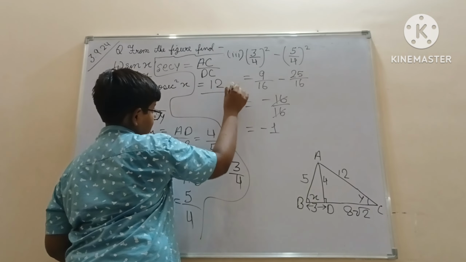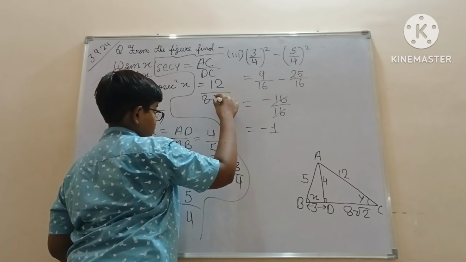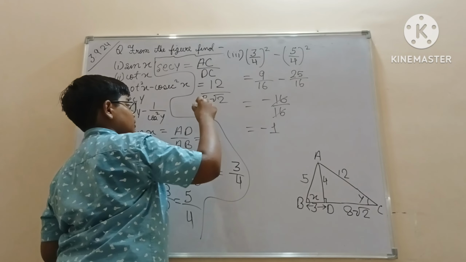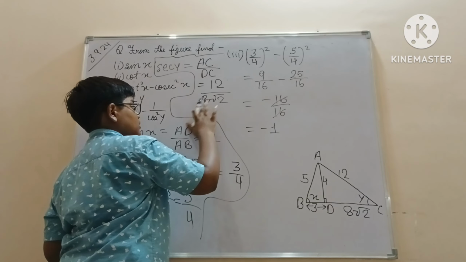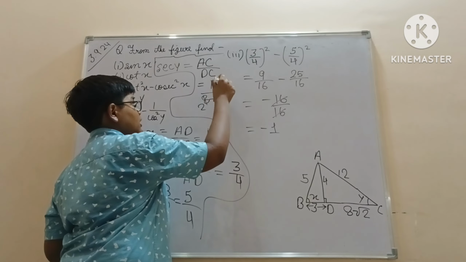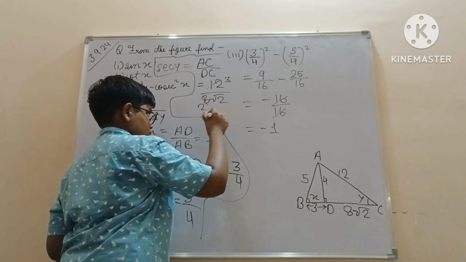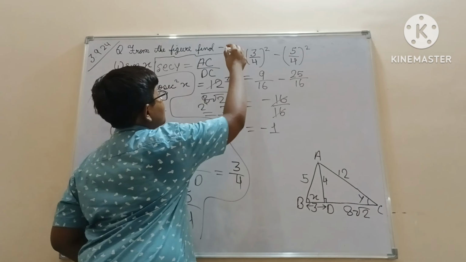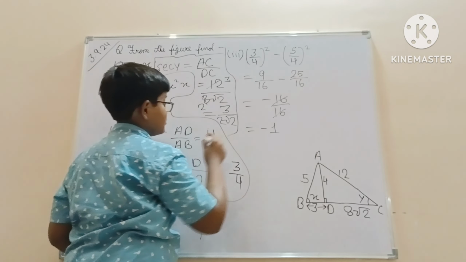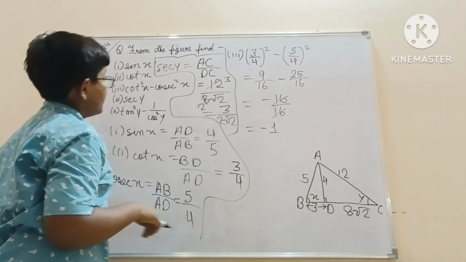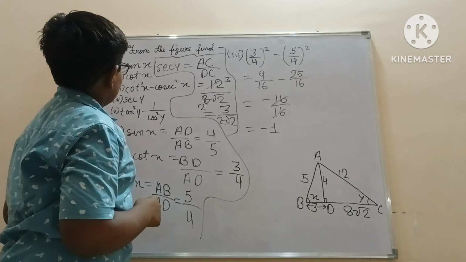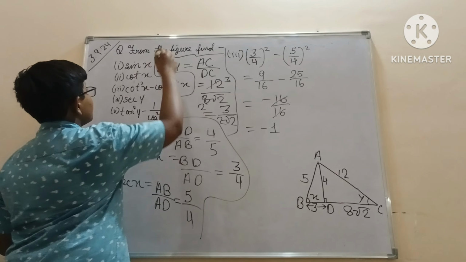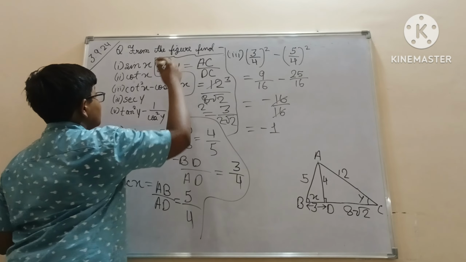AC is 12 and DC is 8 root 2. These both will be cancelled by 4. 4 2s are 8 and 4 3s are 12. Now we have got the value of sec y as 3 divided by 2 root 2. It was our fourth question.